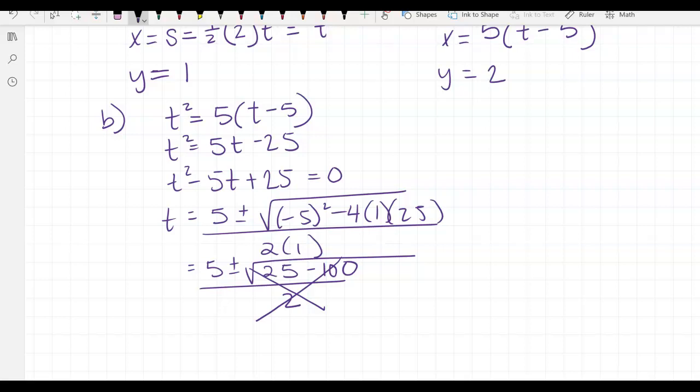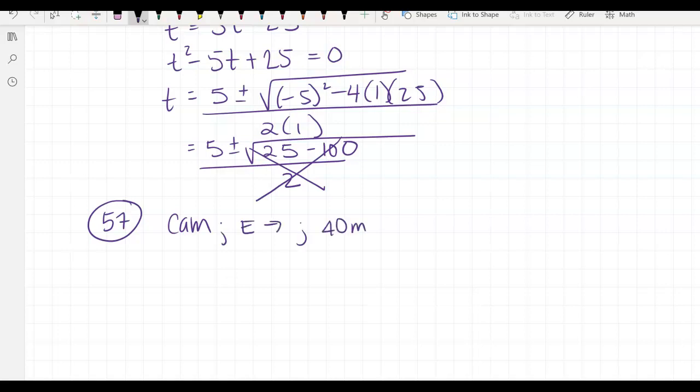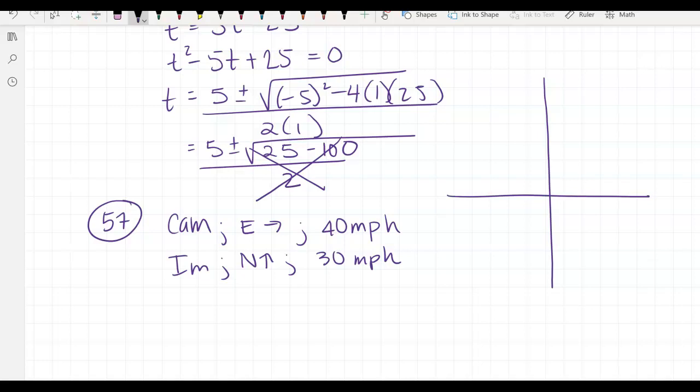Can we do 57? Okay, what is it? A Toyota Camry traveling east at 40 miles per hour and a Chevy Impala traveling north at 30 miles per hour are heading towards the same intersection. The Camry is 5 miles from the intersection and the Impala is 4 miles from the intersection.